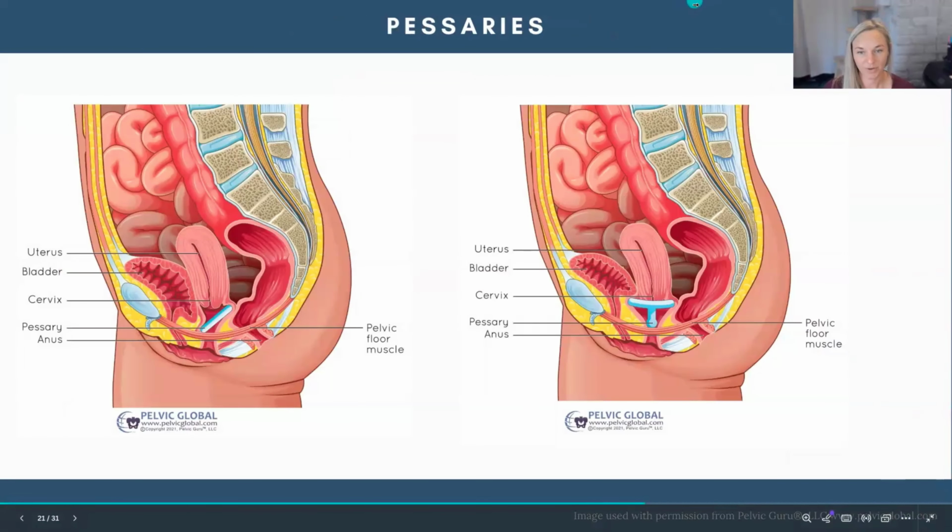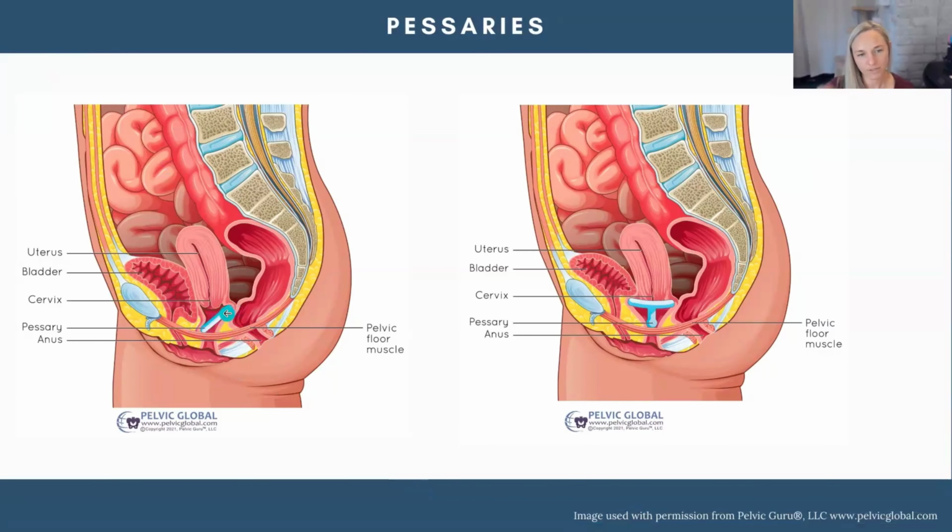On this slide, I am showing you the pessary. You can see here, it's just that cylinder is placed in the vaginal canal and it's creating support for the bladder here. Also, you can see how it's creating a little support for the rectum here. So it's kind of pushing that out so that things are staying up a little bit better.